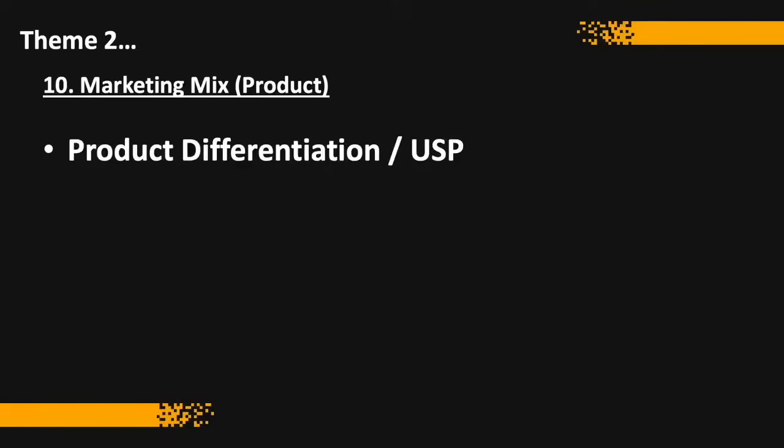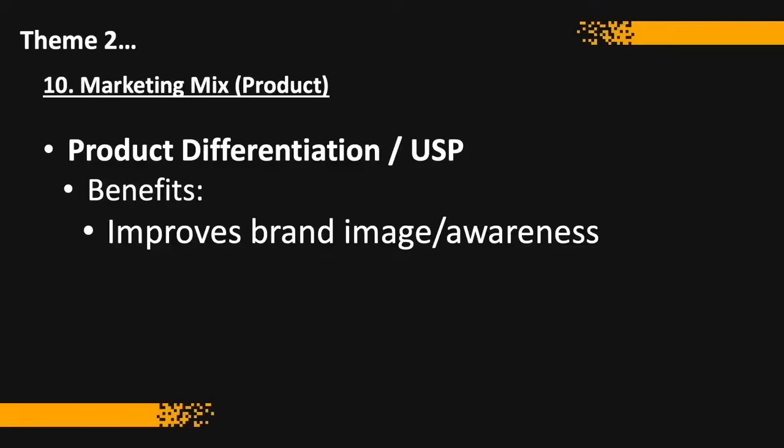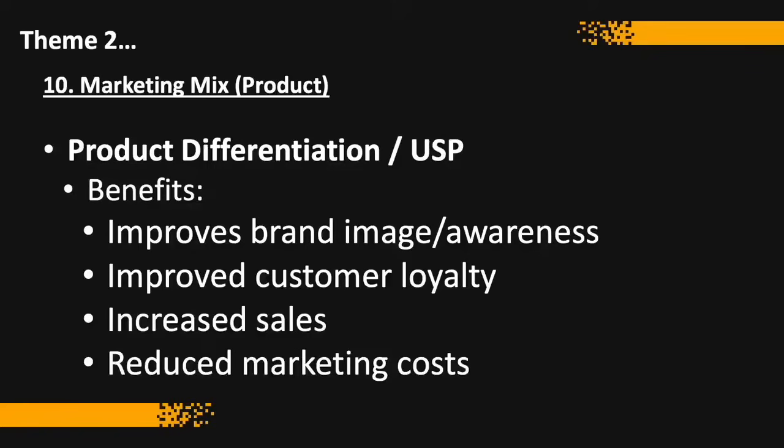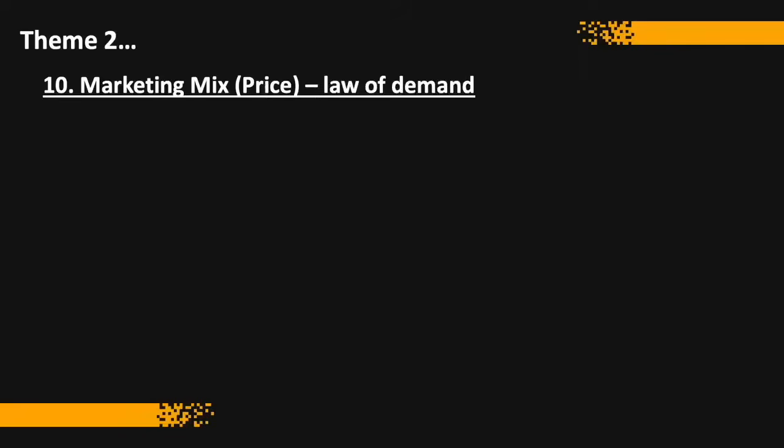Continuing on with the product differentiation, so about your products being different, sometimes called USP. So benefits there of having a differentiated product. It improves brand image, brand awareness. It might improve customer loyalty, therefore increasing sales, leading to reduced marketing costs because everybody's aware of your product being so super duper.